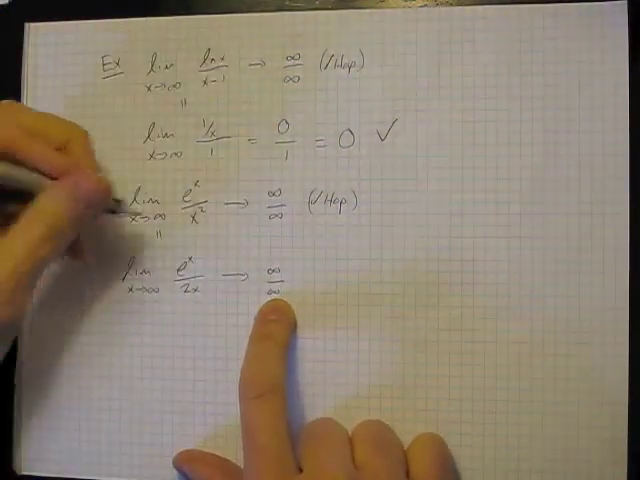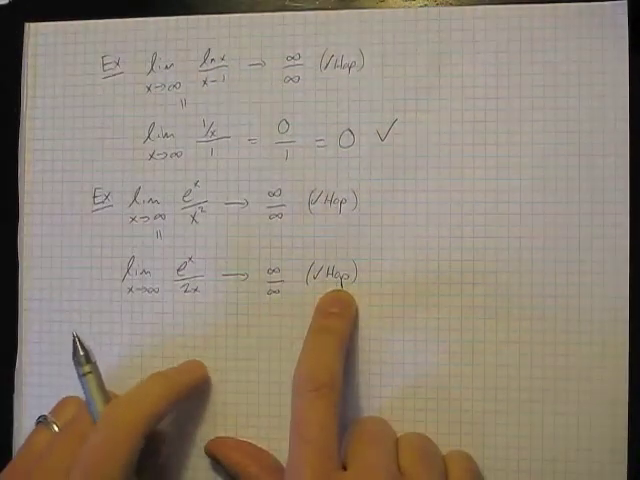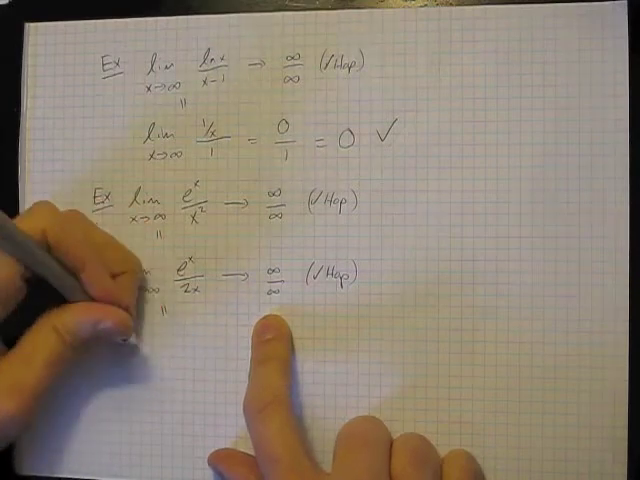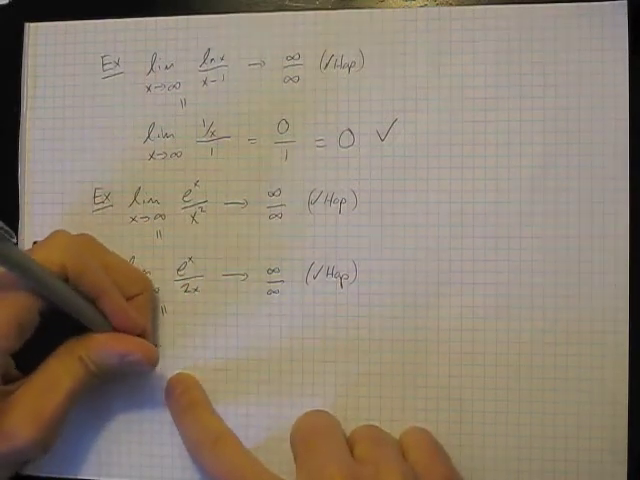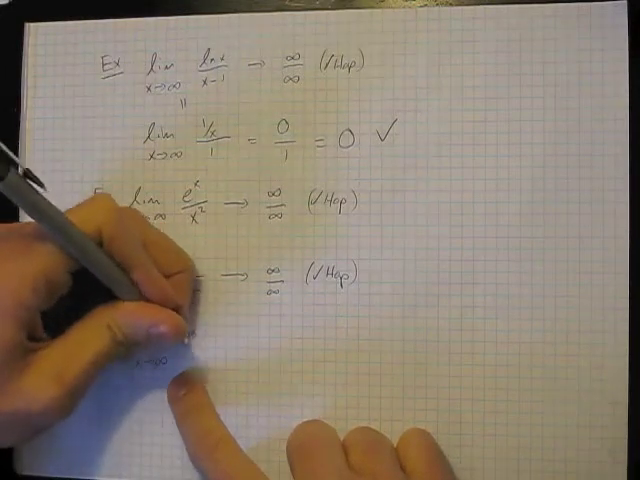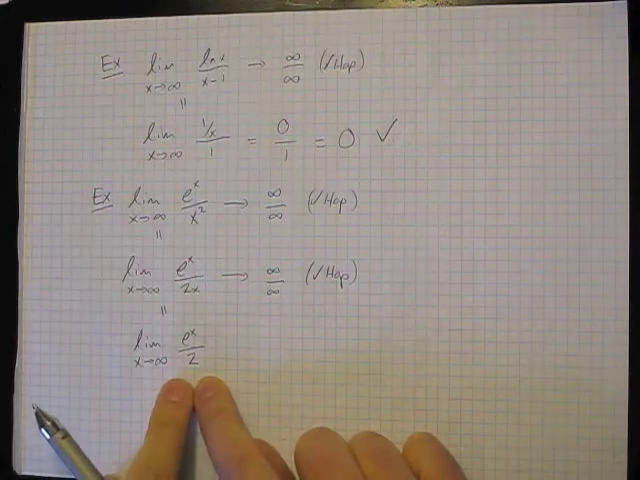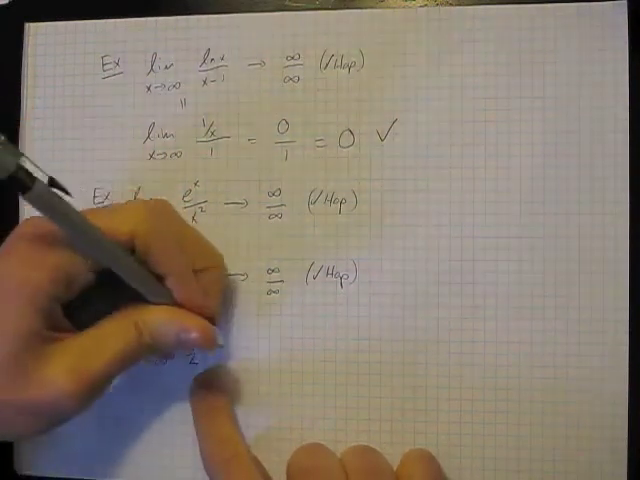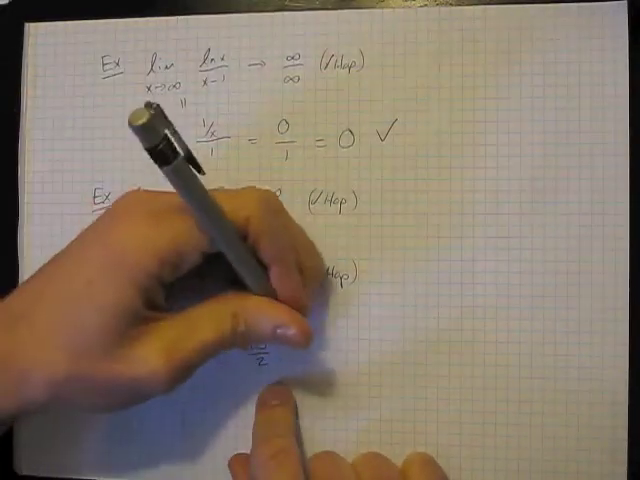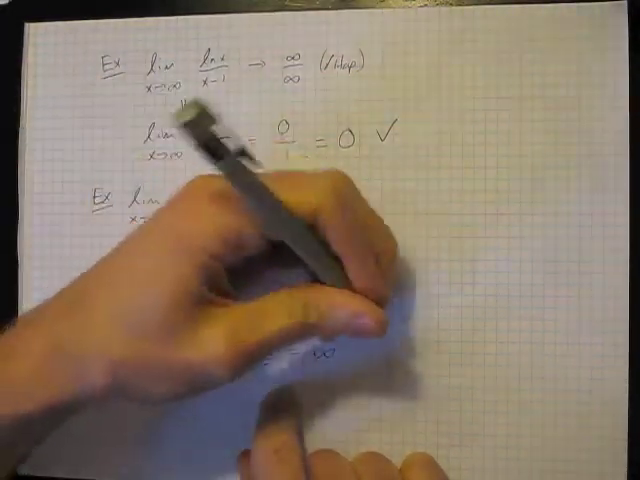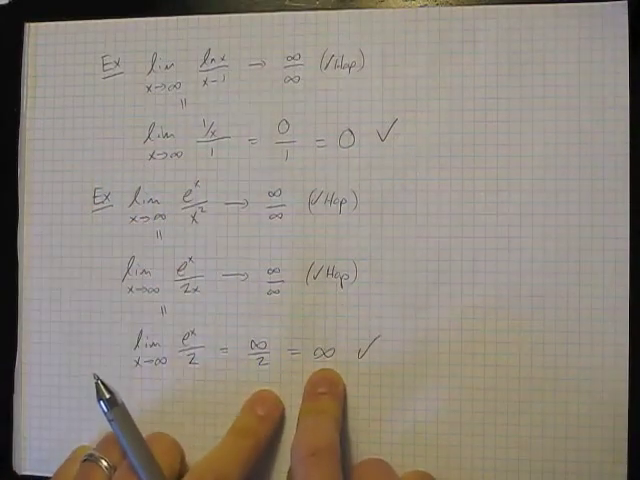So we're back where we started. But the nice thing about this is that L'Hopital's rule applies again. And so you can take the ratio of the derivatives of these two functions. So you get the limit as x goes to infinity. e to the x is its own derivative, and the derivative of 2x is just 2. And now we get something that we can actually work with. This is infinity over 2, which is infinity, of course. So that is the answer. This limit is infinity.